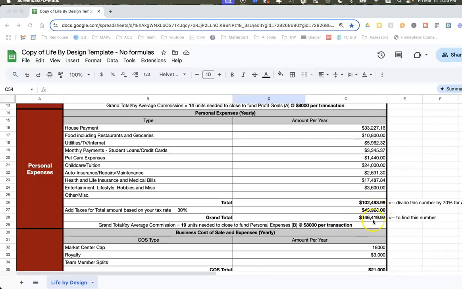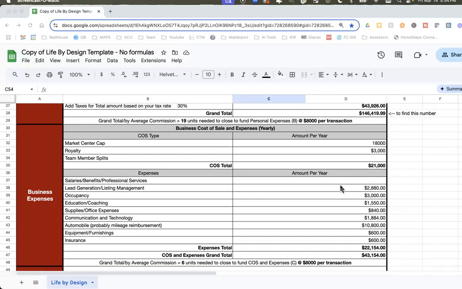$43,926. This is the number that I'm really focusing on because this is how much money I need to make in order to pay my personal expenses and pay taxes. So when I divide this number by the $8,000 per transaction, what I come up with is 18 and change. And so we're rounding up to 19 units in order to pay my personal expenses yearly.